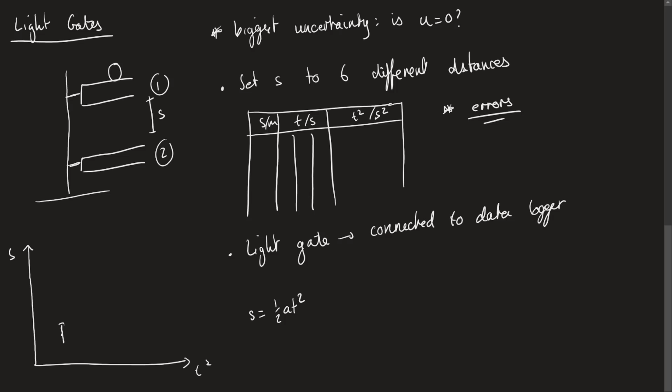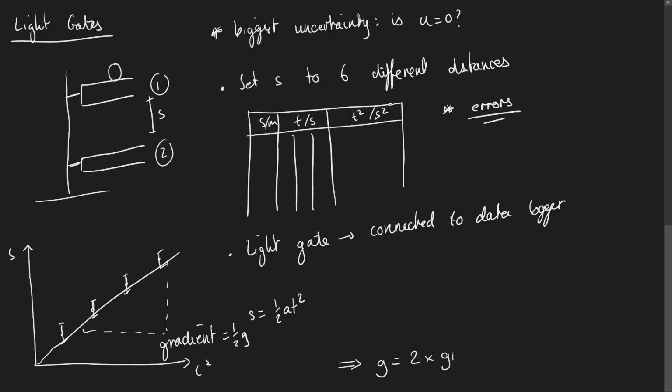We're going to end up with some values with error bars as usual, and we should find that the gradient of this, exactly the same as before, is a half G, and therefore your result for this experiment is G is 2 times your gradient, and then make sure you're calculating your errors on that value.